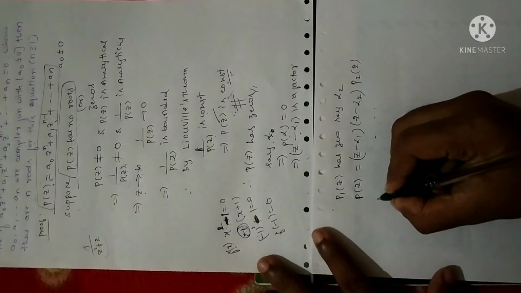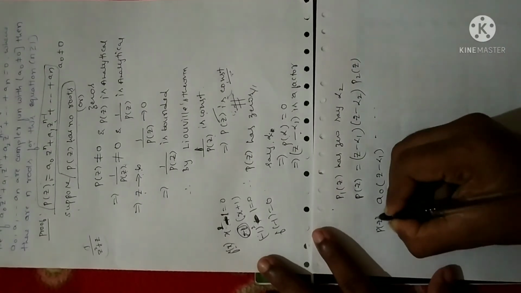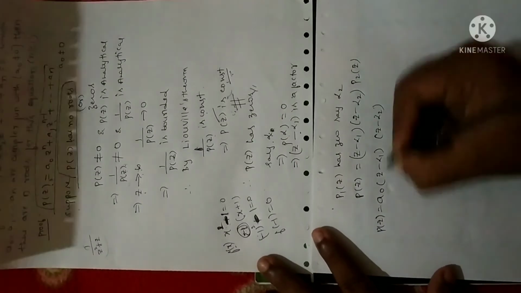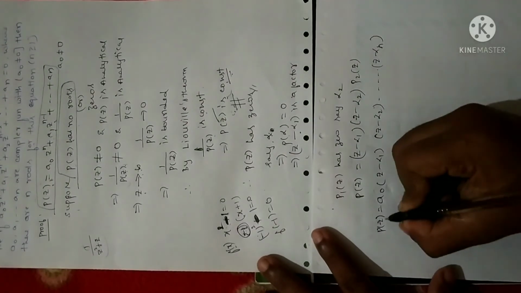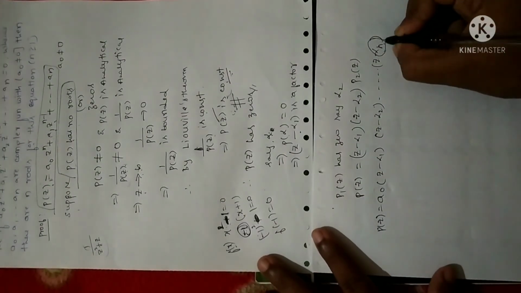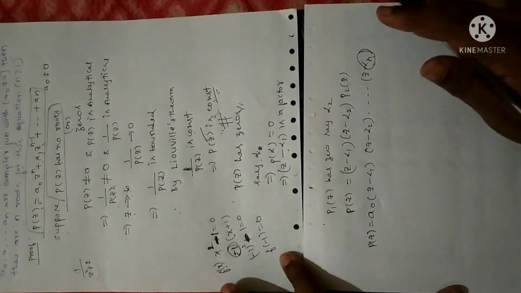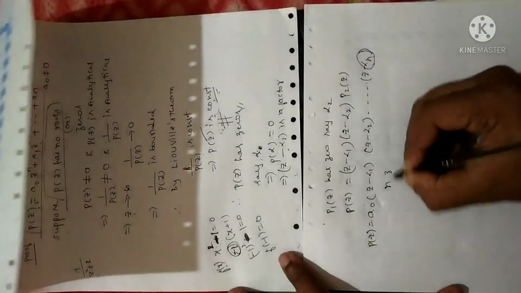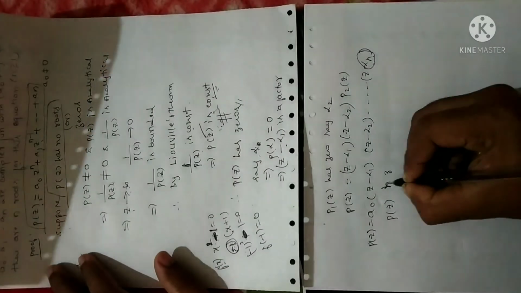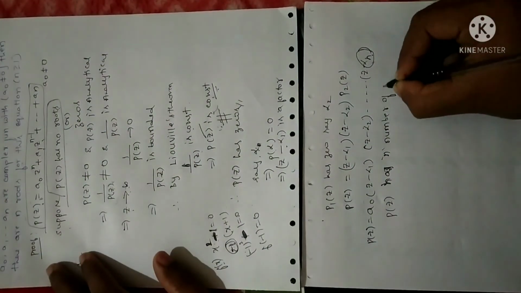Suppose we consider one more alpha, how can I write it? Like a naught, z minus alpha 1, z minus alpha 2, where a naught is a constant. So we are going to write this up to the z minus alpha n factor. So it has how many factors? N number of factors. Factors are none other than zeros: if it has 2 factors, we have 2 zeros; if it has 3 factors, we have 3 zeros. Similarly, if it has n factors, we can say it has n number of zeros. That is, p of z has n number of zeros. So that is what we need to prove.